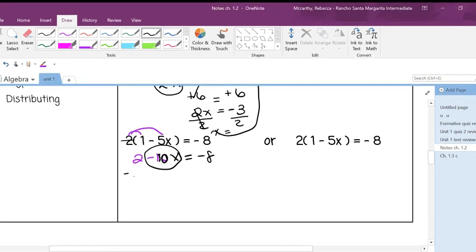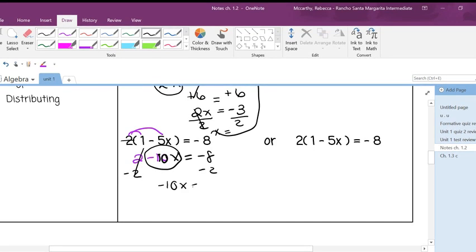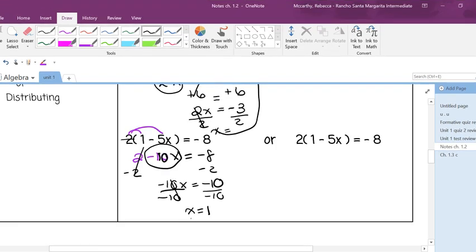I'm going to subtract 2 from both sides. I get negative 10x equals negative 10. Divide by negative 10, and I get x equals 1. Notice that's my answer for this one.